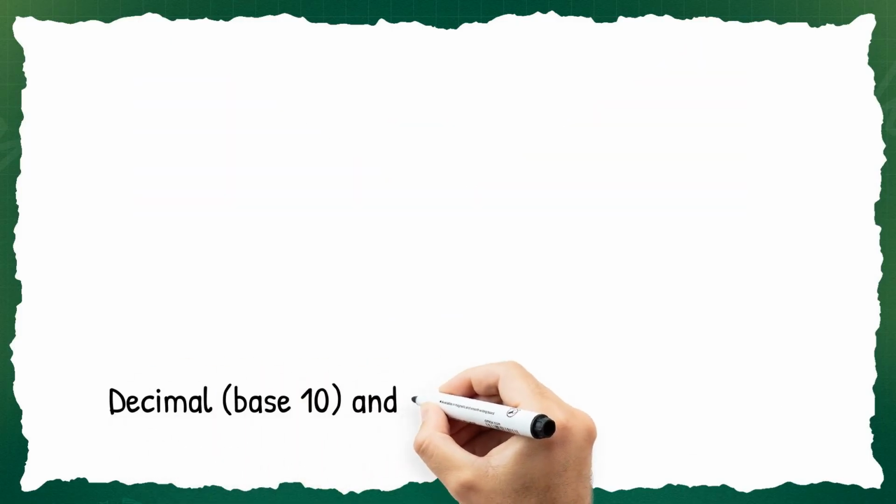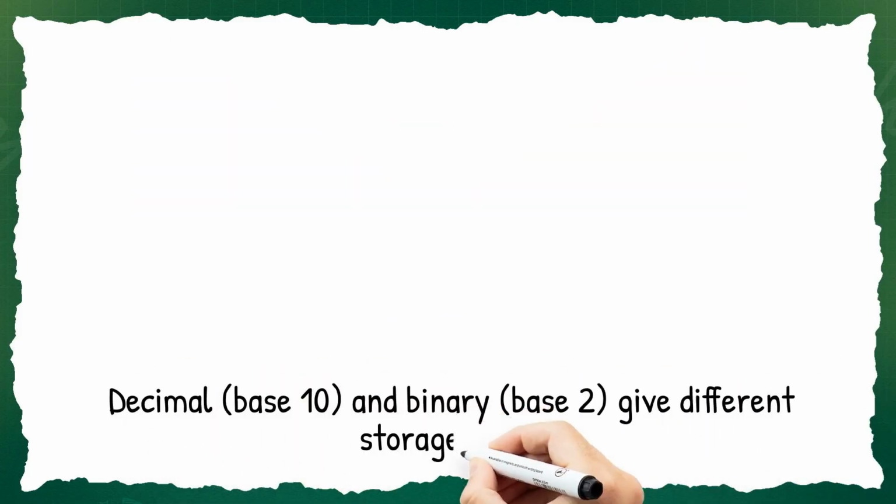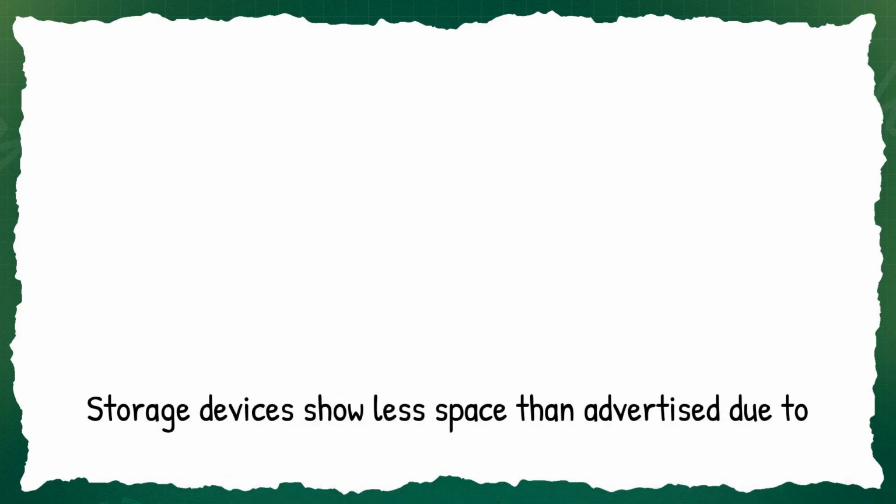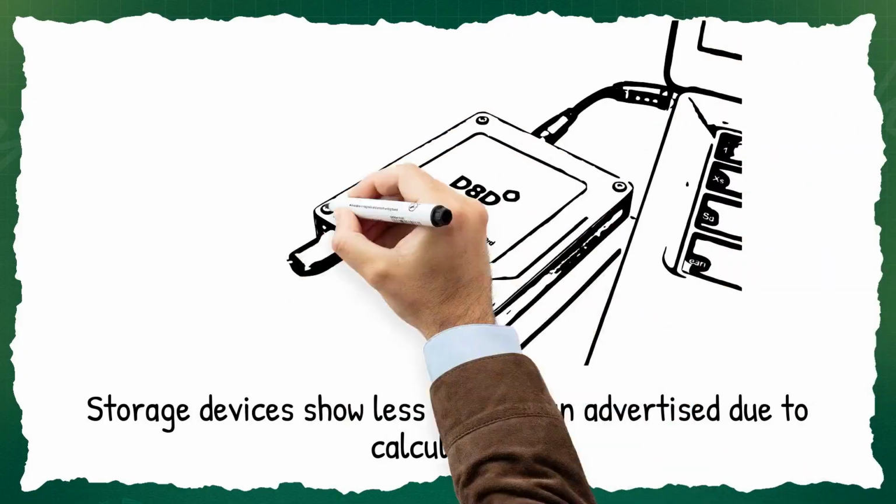Binary versus decimal difference. One important thing to understand is that storage units can be calculated in 2 ways: decimal, base 10, and binary, base 2. In decimal, 1 kilobyte equals 1,000 bytes, but in binary, 1 kibibyte, or KiB, equals 1,024 bytes. This is why sometimes your storage device shows slightly less space than advertised.